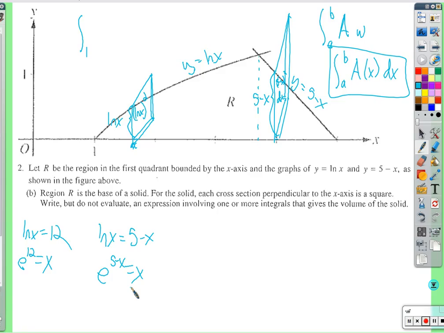So when we're on the AP test, we're going to think fast. And the fastest, easiest way to do this is with your calculator. Yes, that's what I like to hear. So, someone find that x value where it stops being the natural log of x and 5 minus x.